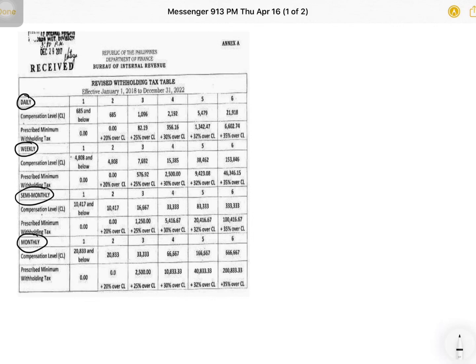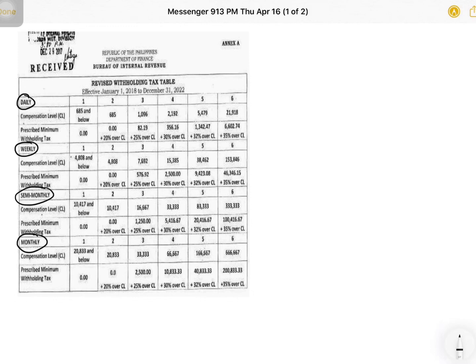So here you will be seeing the compensation level, that's the basis, and then the prescribed minimum withholding tax, which is also your income tax. The reason why they are withheld is because before your employee, let's say you are the employer, receives their salary, the taxes are immediately deducted. So your question now is, how do you compute the compensation level?